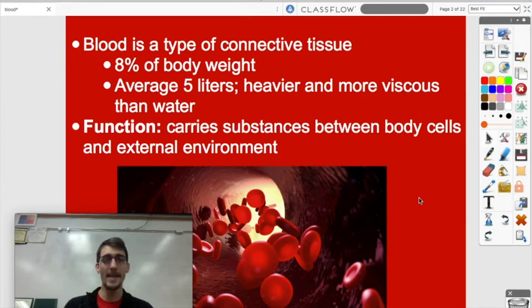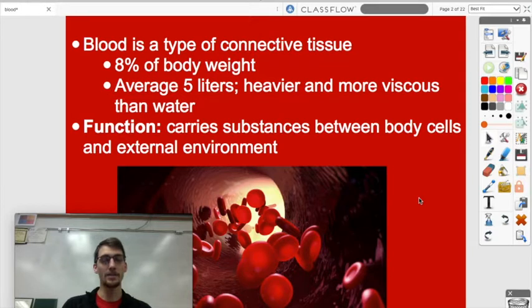Blood makes up about 8% of your body weight, and the average human being has over 5 liters of blood. Blood is heavier and much more viscous than water because it's got all these dissolved proteins, and it's packed with cells as well, so it makes sense that it's much heavier and more viscous than water. Blood is thicker than water, right? That's what you hear in gangster movies like The Godfather and stuff. But anyway, blood's main job is to carry substances between body cells and the external environment.